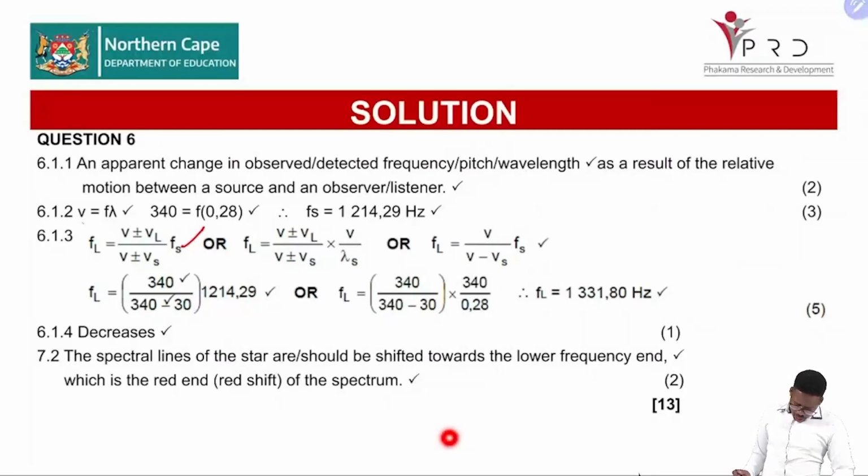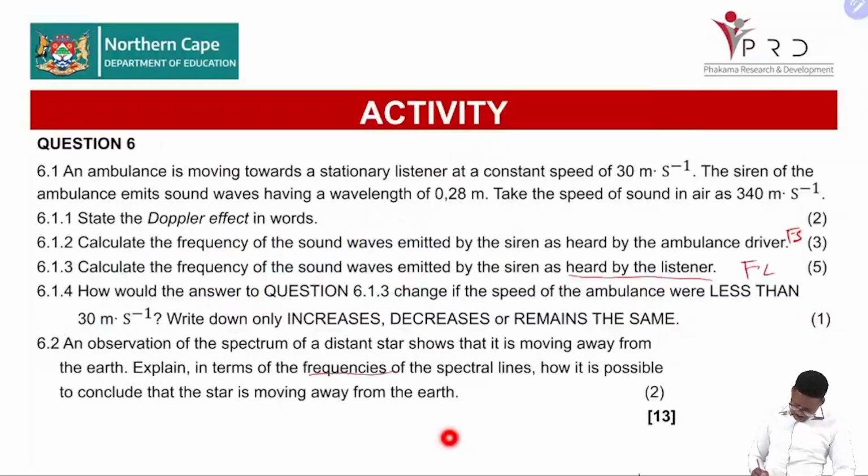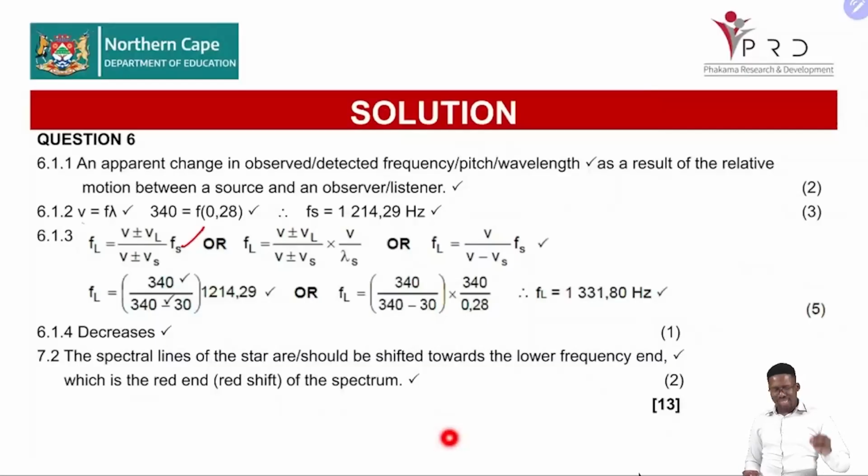Then, an observation of the spectrum of a distant star shows that it is moving away from Earth. Explain in terms of frequency how it is possible to conclude that the stars are moving away from the Earth. So you must first tell us about the frequency, that we're going to have lower frequency at the end spectrum. Why? Because the spectral lines are redshifted.